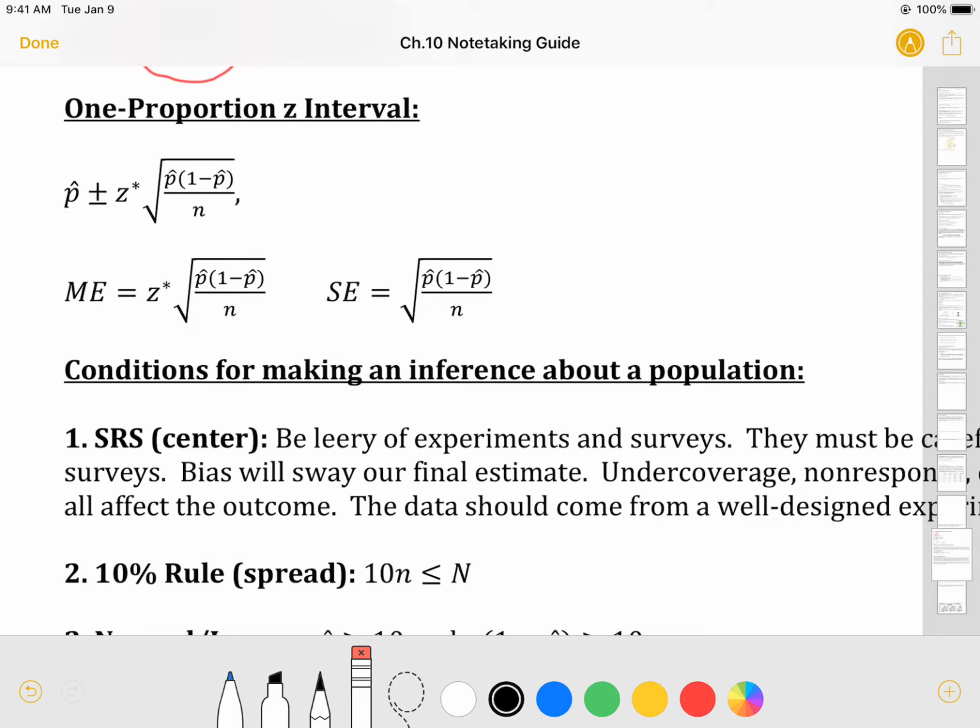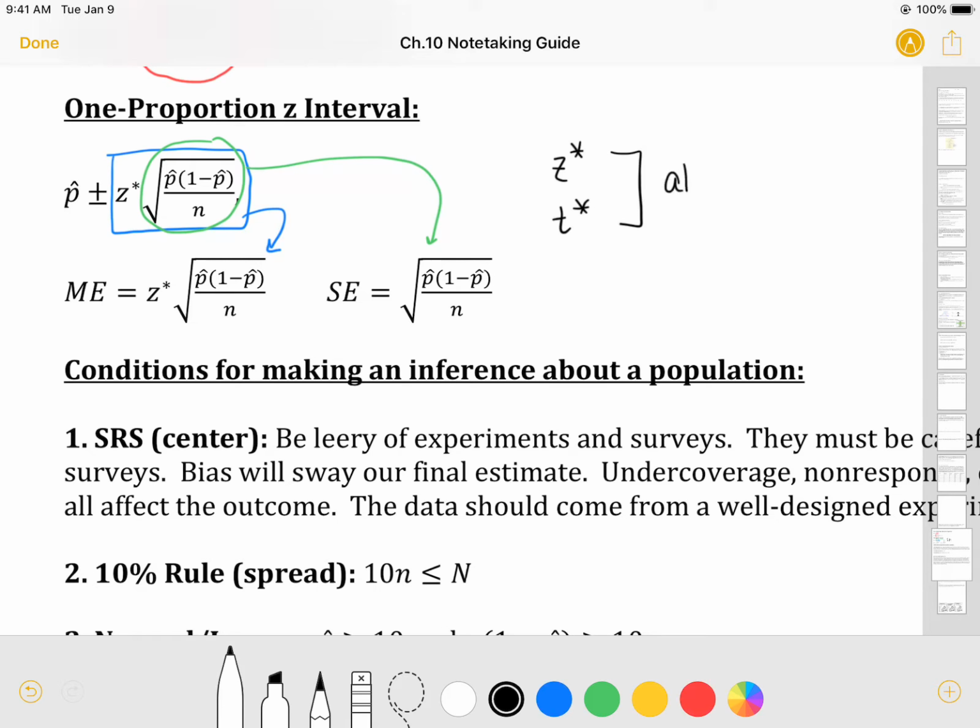Now also, just a refresher, remember that this whole thing right here is what we call our margin of error, or ME. That's our margin of error. And then our standard error is just the standard deviation, okay, so that's the standard error. And also remember that all critical values, whether it's a critical Z or a critical T, are always positive.